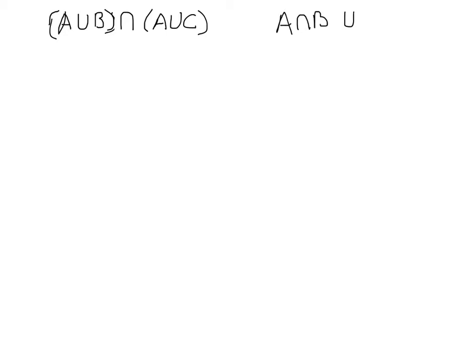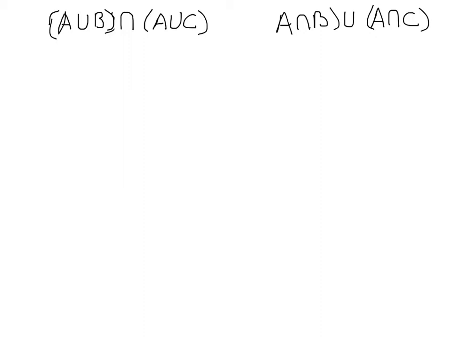Now I know what you're thinking. You may think that means that those two things are the same. However, they are very much different. One of them was A union B intersect A union C, and the other one was A intersect B union A intersect C.